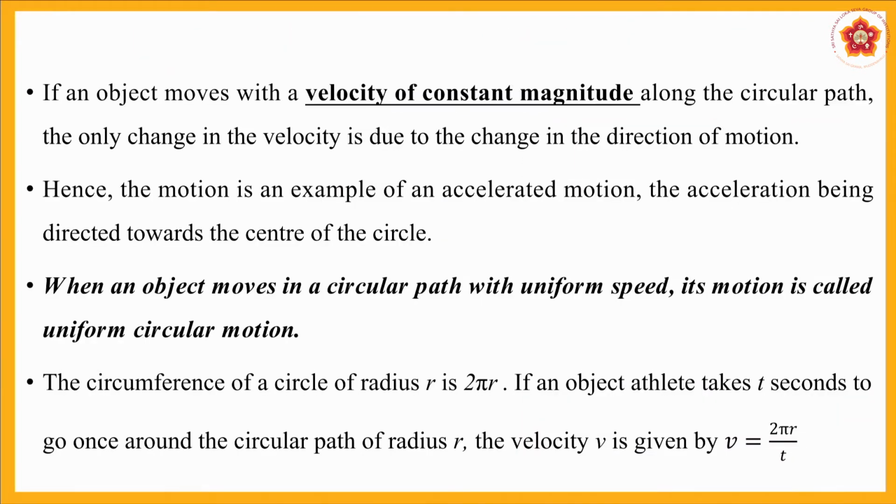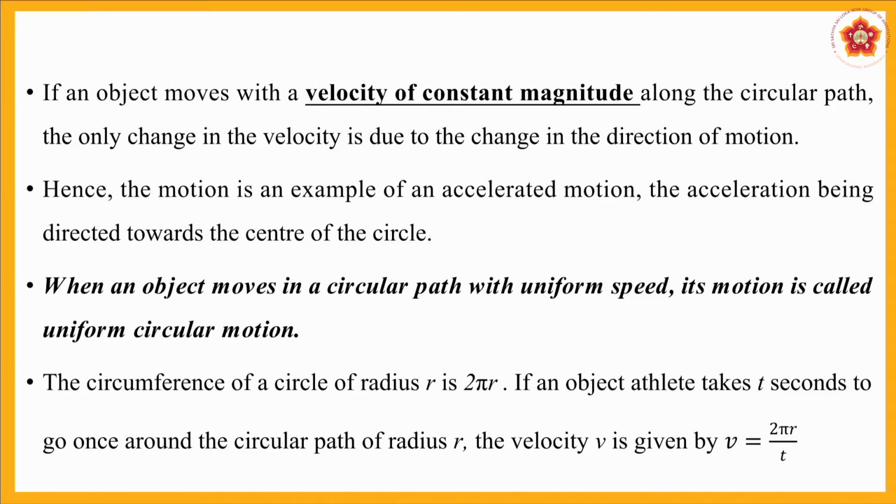If an object moves with a velocity of constant magnitude along the circular path, the only change in velocity is due to the change in direction, because two components are there, magnitude and direction. Magnitude is not changing, direction is changing. So hence this motion is an example of accelerated motion, because change in velocity is occurring in a given time and the acceleration is being directed towards the center of the circle.